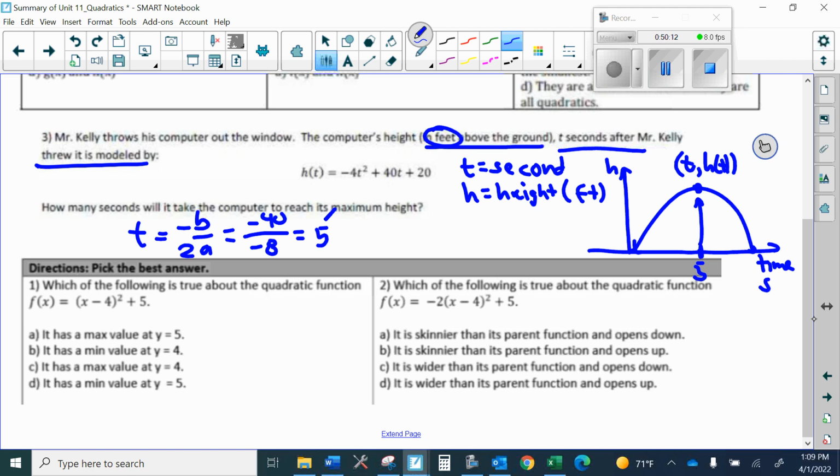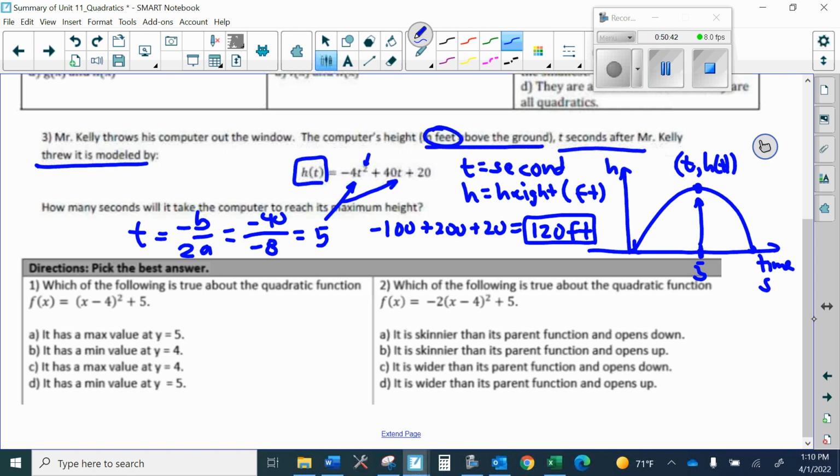Now plug that 5 in for the t's, and that will give me my y coordinate, which is the height. So 5 squared, you got to remember PEMDAS again, 5 squared is 25 times negative 4 is negative 100. 40 times 5 is 200, and plus 20. 200 minus 100 is 100, plus 20 is 120 feet. Remember, you got to put the units on there. So maximum height is 120 feet. There's my answer.